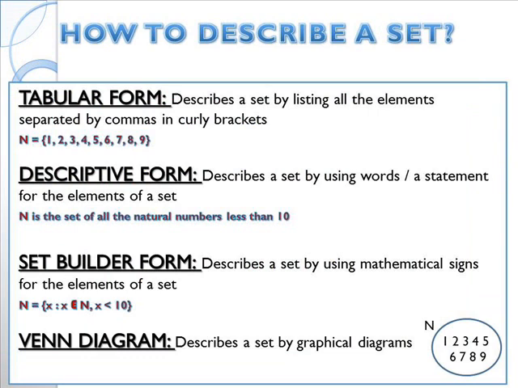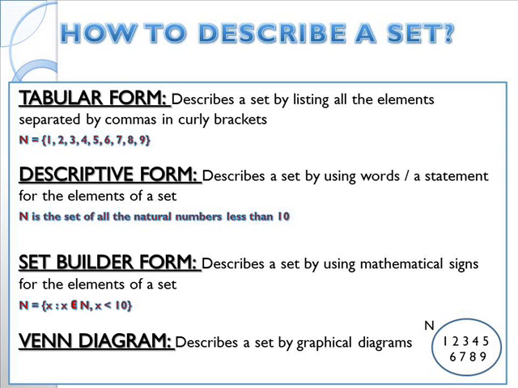Well, there are 4 ways of describing sets. We can describe a set by listing all the elements separated by commas in curly brackets. That is called tabular form. Or we can describe a set by using words or a statement for the elements of a set. That is called descriptive form. Or we can also describe a set by using mathematical signs for the elements of a set. That is called set builder form. Finally, we can also describe a set by graphical or pictorial diagrams called Venn diagrams.